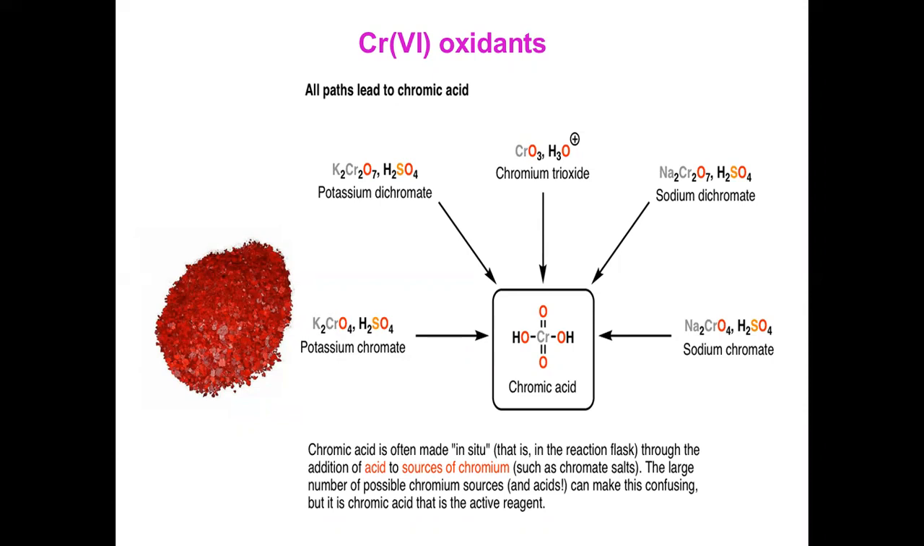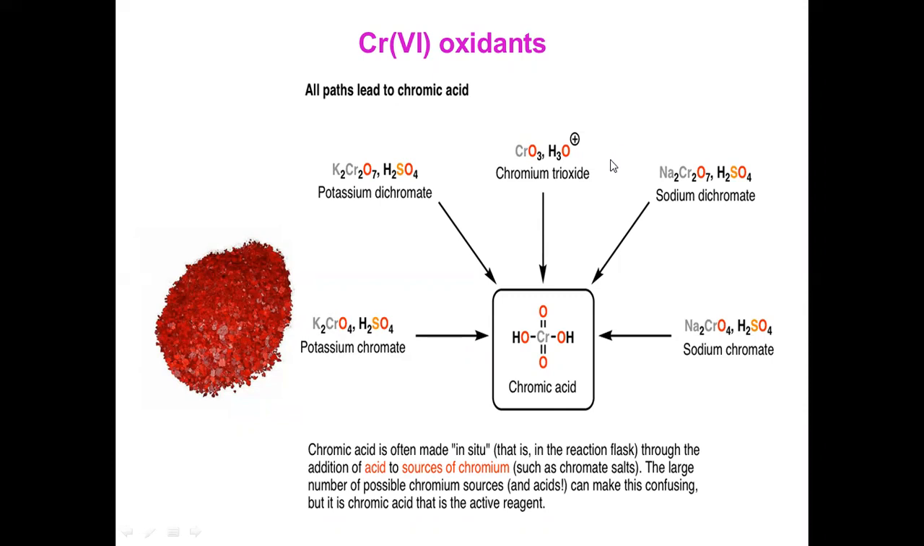In that one, let us discuss the first one, that is Jones oxidation. So let us see what are chromium 6 oxidants. Chromium 6 oxidants are generally prepared in situ. Let us see some methods of how chromium 6 oxidants are prepared.